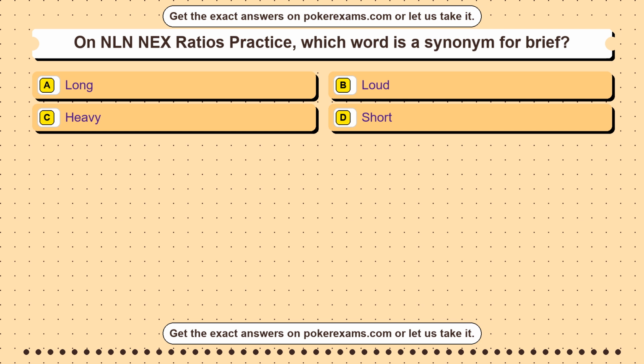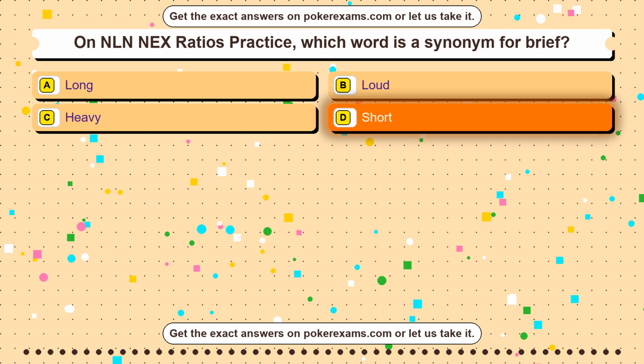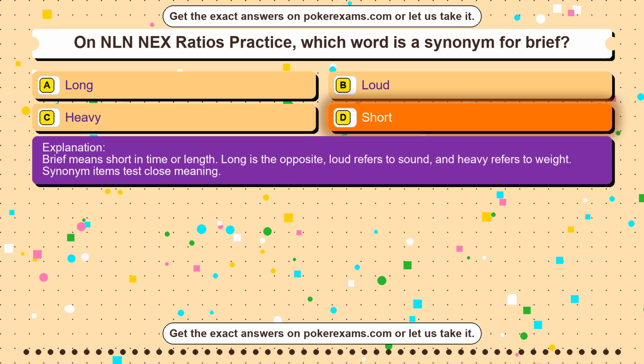Question 34. On GED Prep 2026, which government system lets citizens vote for representatives? Option A, absolute monarchy. Option B, dictatorship. Option C, oligarchy. Option D, representative democracy. The correct answer is option D. Representative democracy. A representative democracy lets citizens choose people to make decisions for them. An absolute monarchy concentrates power in a monarch, dictatorship in one ruler, and oligarchy in a small group. Voting for representatives defines the system.